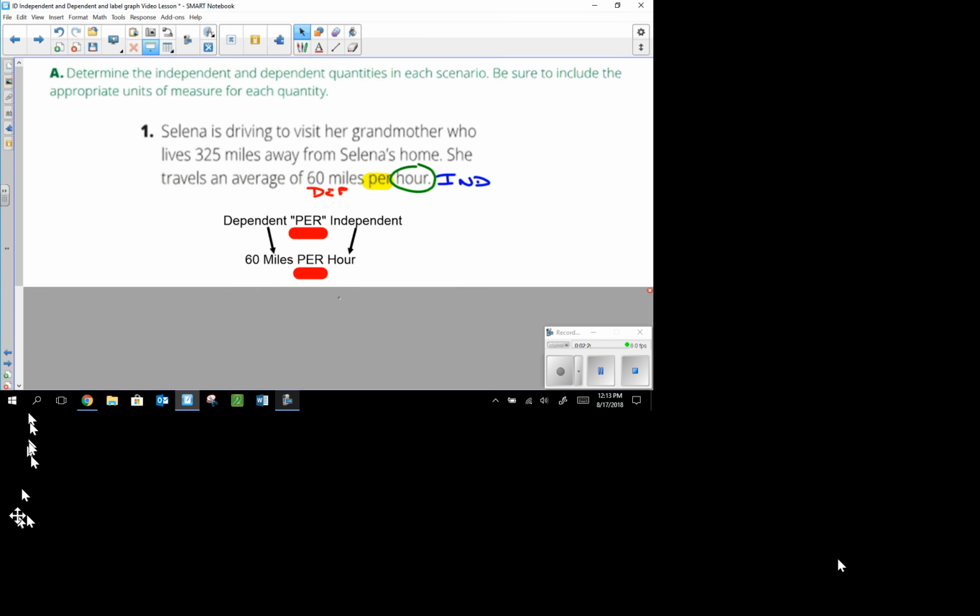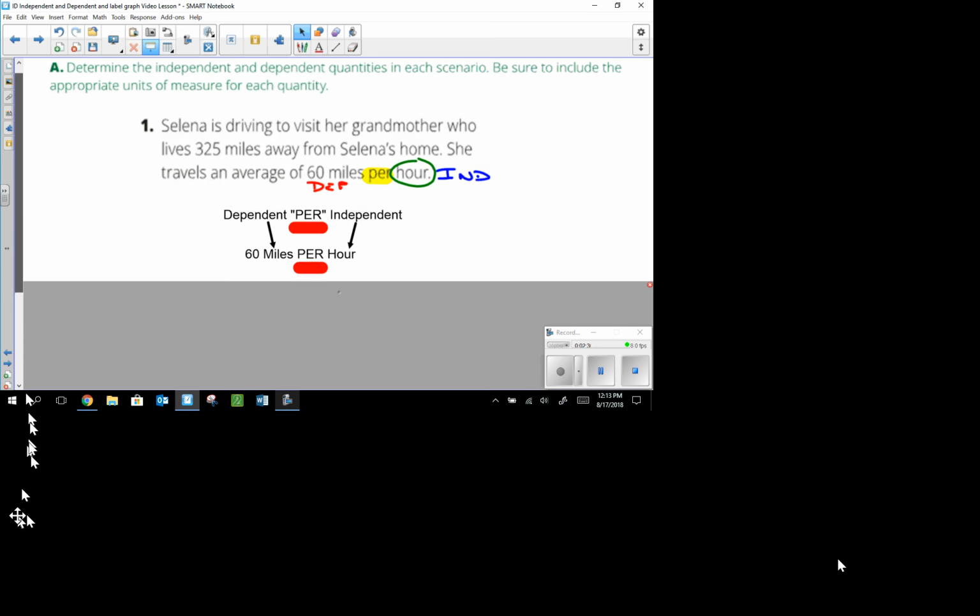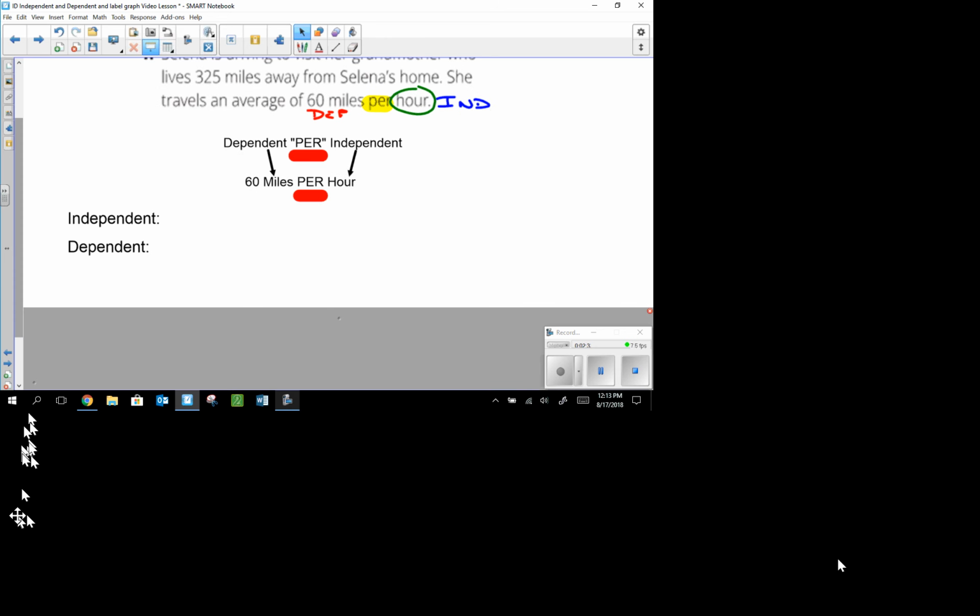And so there we have it again. Independent would be time in hours. Dependent would be distance in miles. So then we would just fill that in. We'd have to say the independent is time measured in hours. You must put both words. And then dependent in this case is distance. And the distance is measured in miles. Sometimes we could use height or depth if we're underwater.